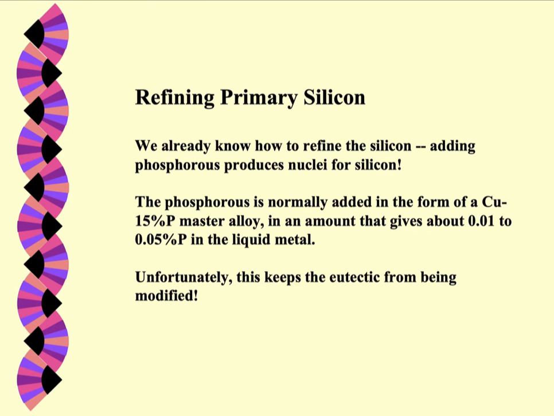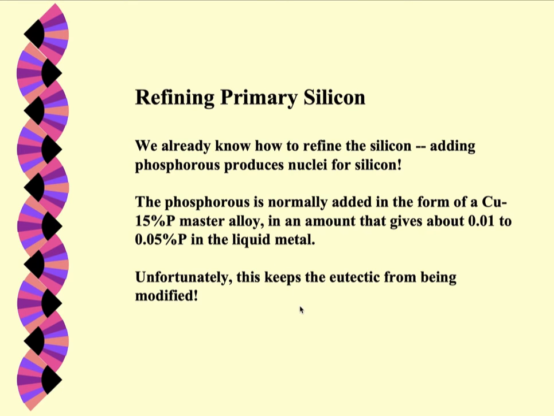So adding phosphorus produces nuclei for silicon. The phosphorus is normally added in the form of copper phos, Cu15, which is 15% phosphorus in copper. We want to create 0.01 to 0.05% phosphorus in the liquid.